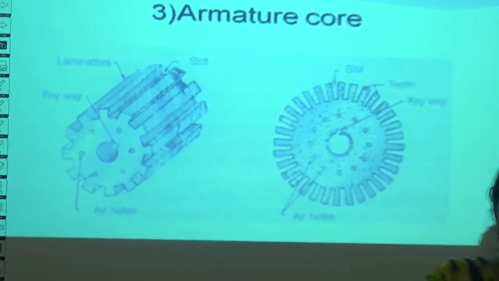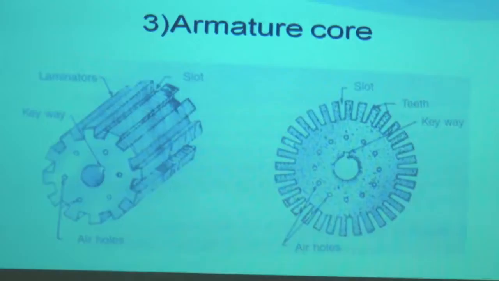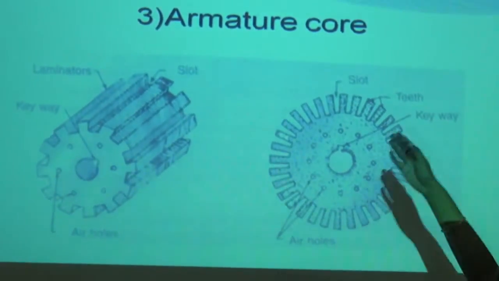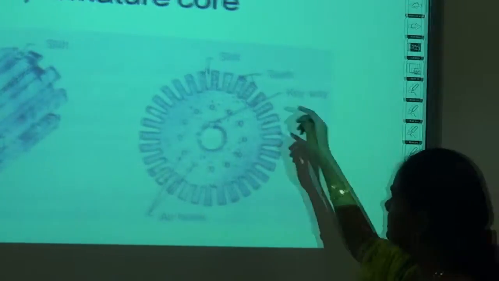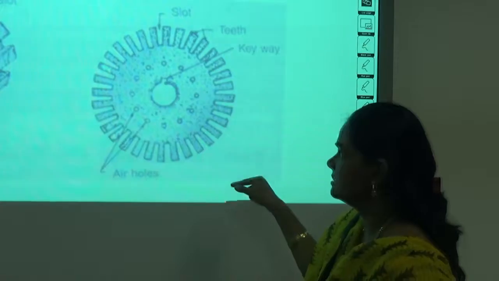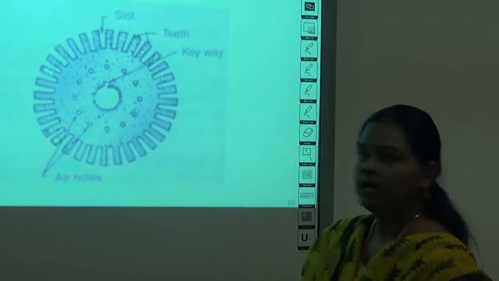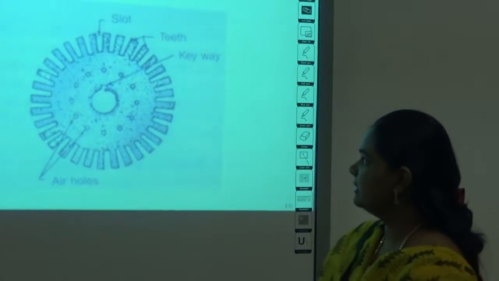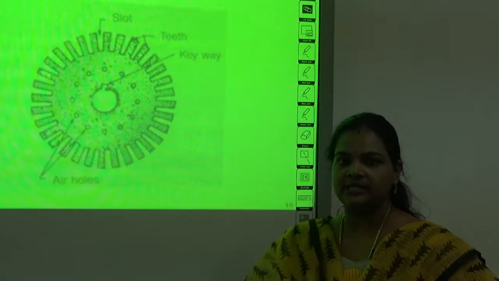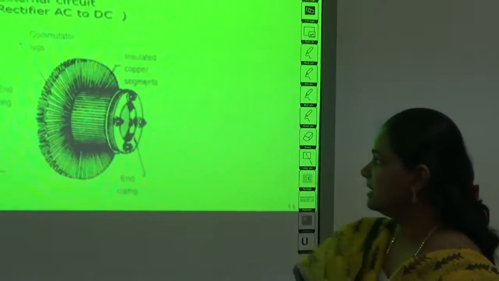What is meant by armature? Armature is nothing but a rotating part. If you look at the armature, you can see slots and teeth around it. There are conductors placed inside these slots, and all these armature conductors are interconnected to form an armature winding. There are 2 types of armature windings: one is a lap winding, the other is a wave winding. And next is a commutator.